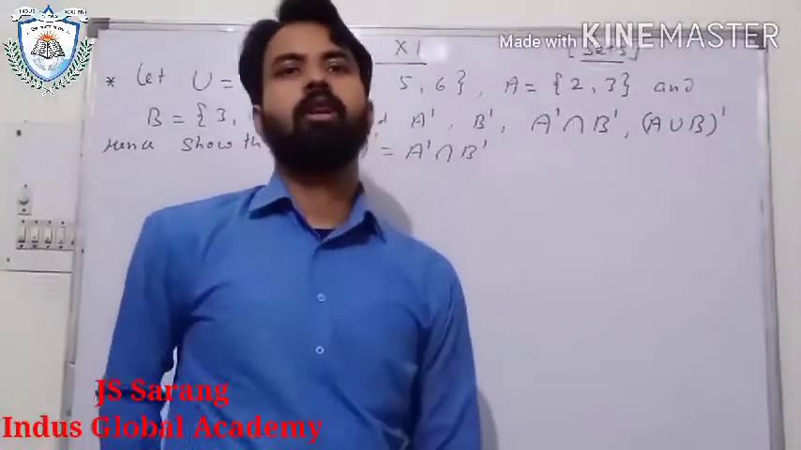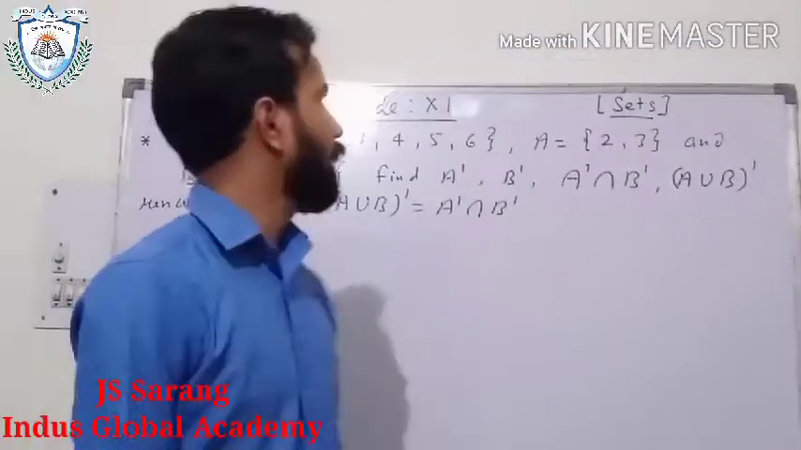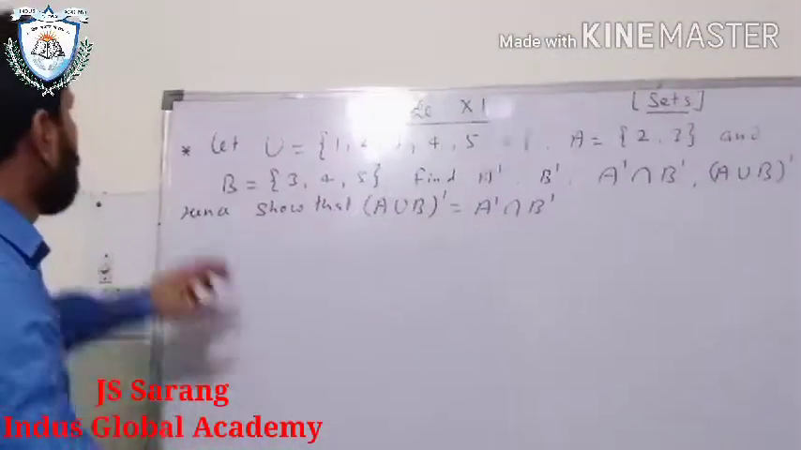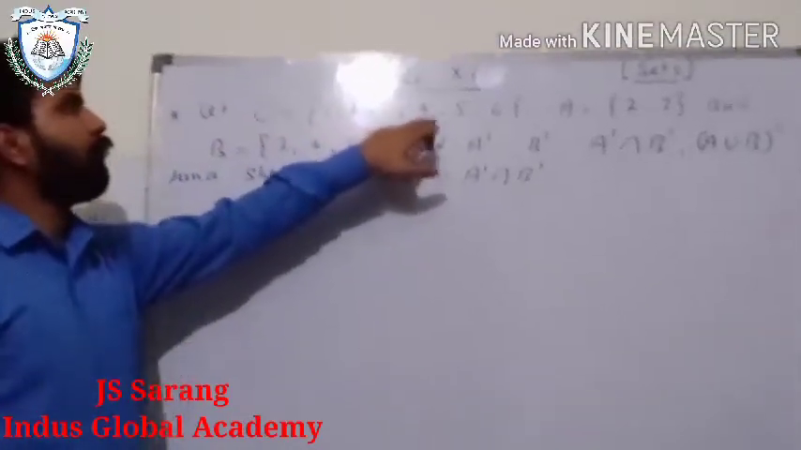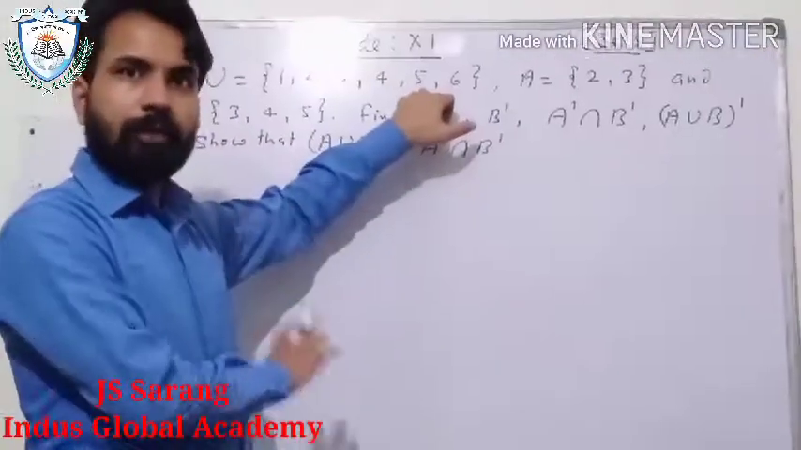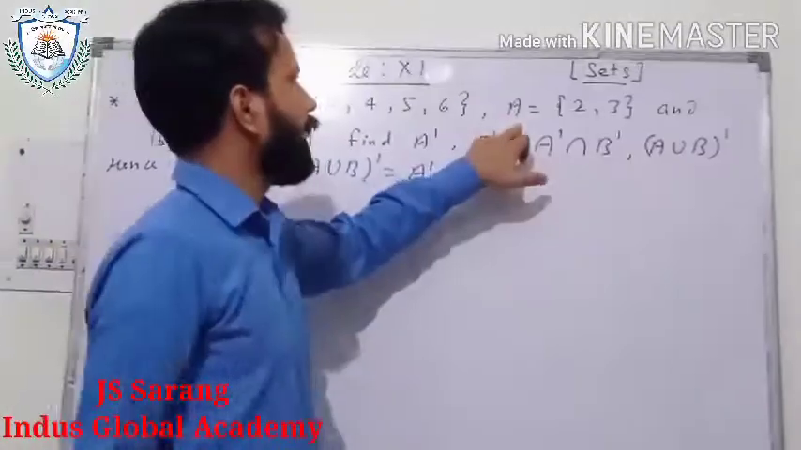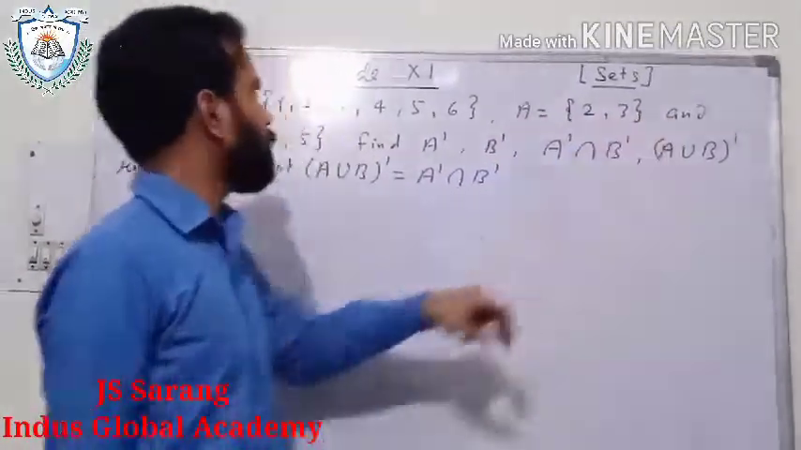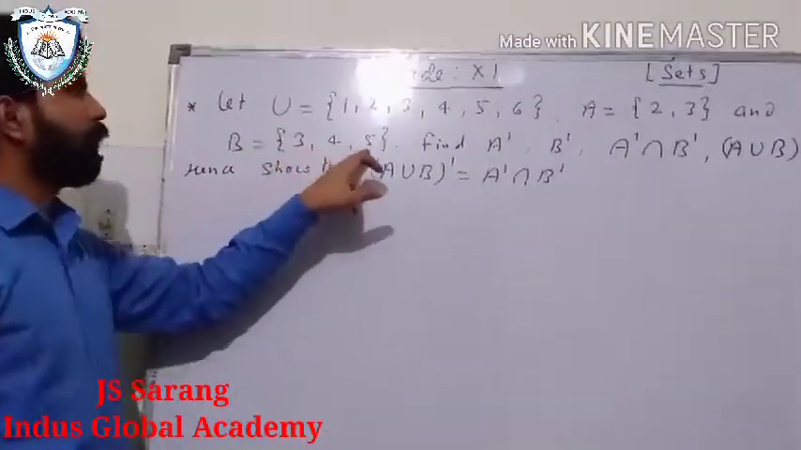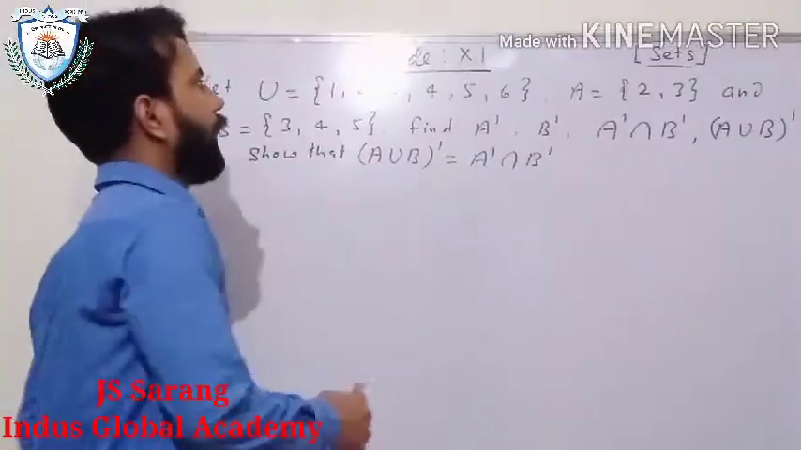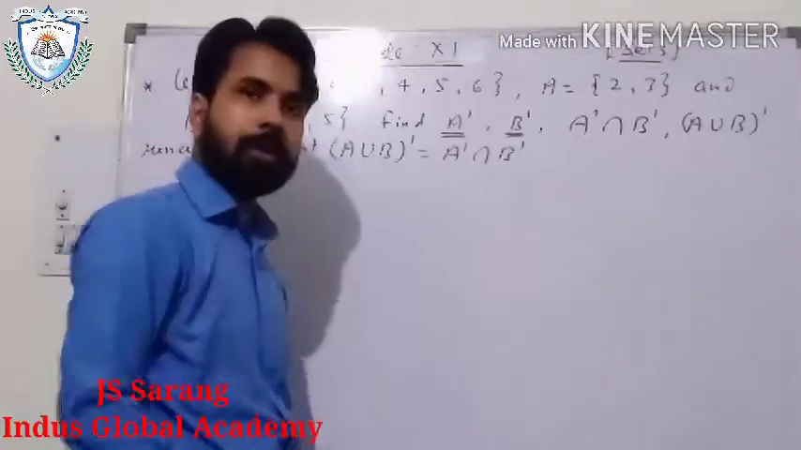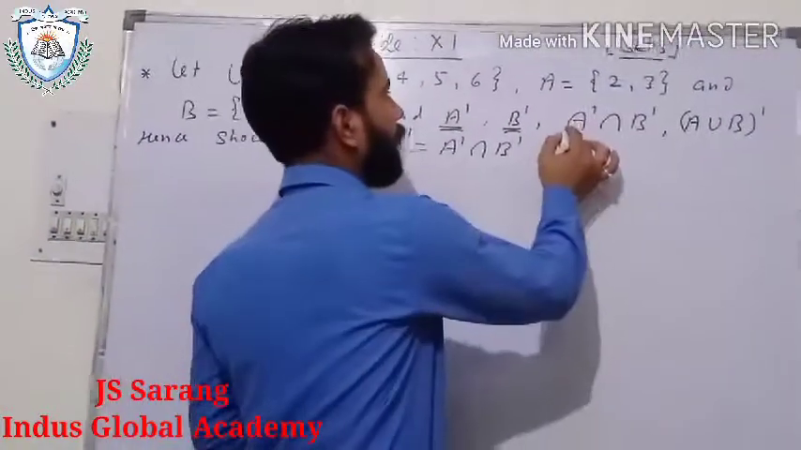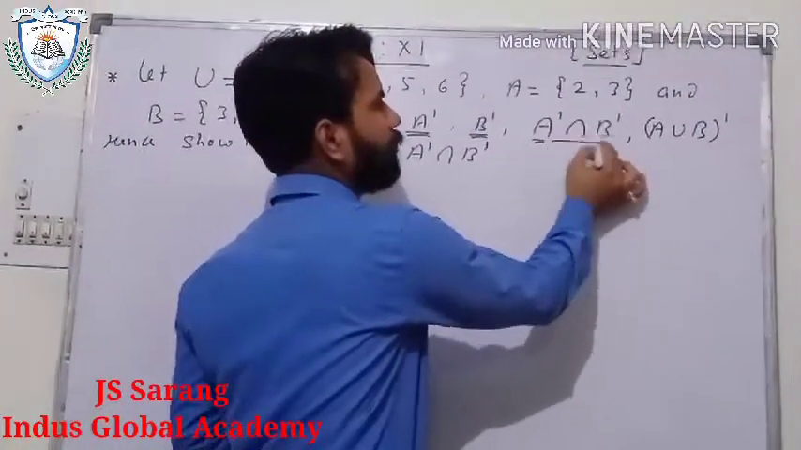Okay students, now I am going to explain one question related to the complement of sets. Let U = {1, 2, 3, 4, 5, 6}. This is a universal set. And set A is given as {2, 3} and another set B is given as {3, 4, 5}. The question is saying, find A complement, B complement and A complement intersection B complement.